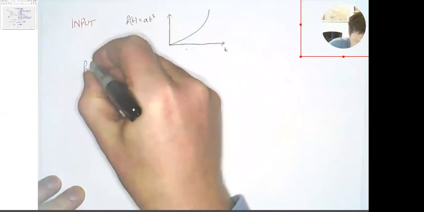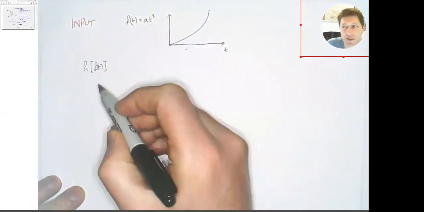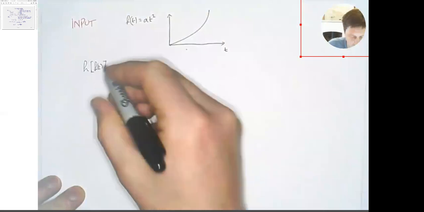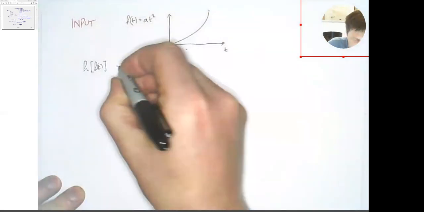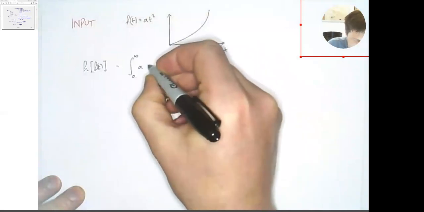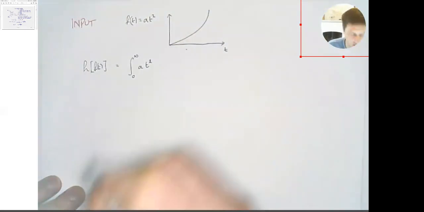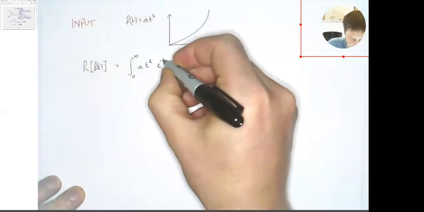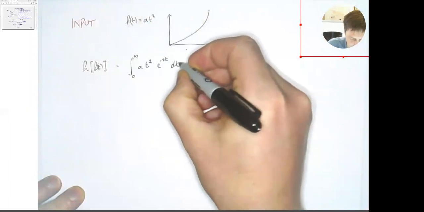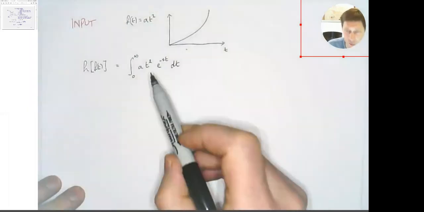You'll have seen in the videos, you write Laplace transform as a curly L, square brackets represent what we're doing it to, and then we put our function inside. And the definition, for most purposes, is the integral from 0 to infinity of your function, which is at squared in this case, multiplied by the special term e to the minus st dt. We integrate that, and that gives us the transform.